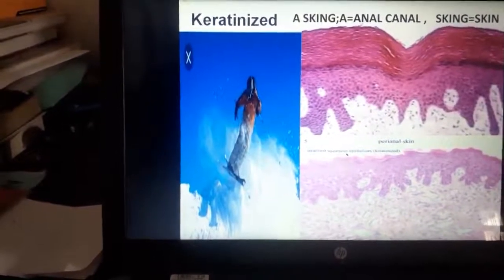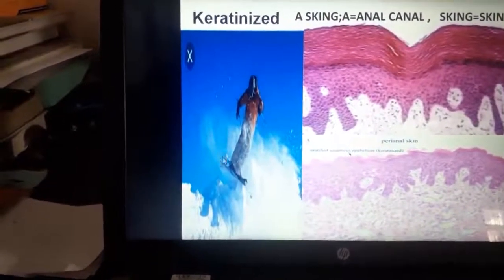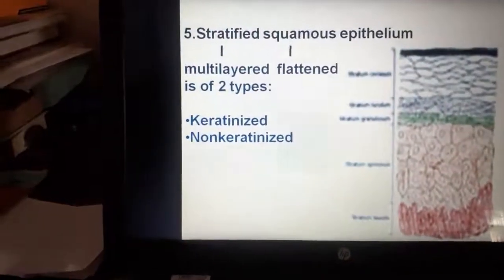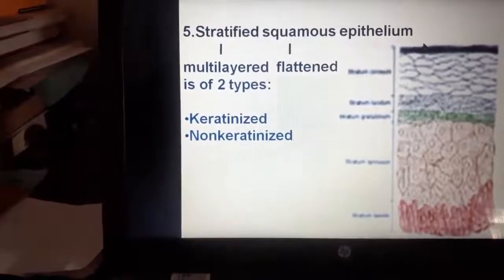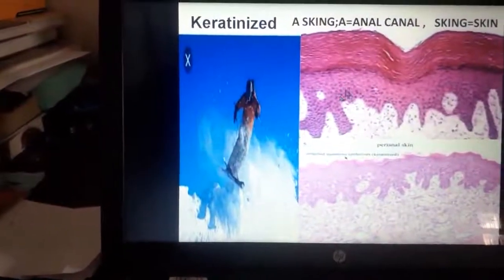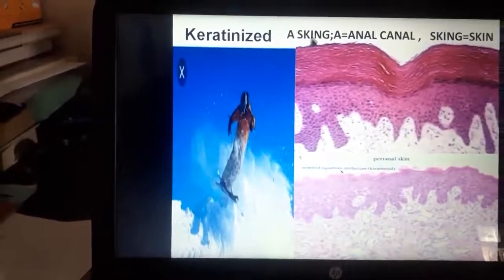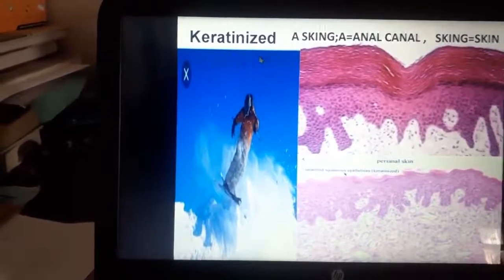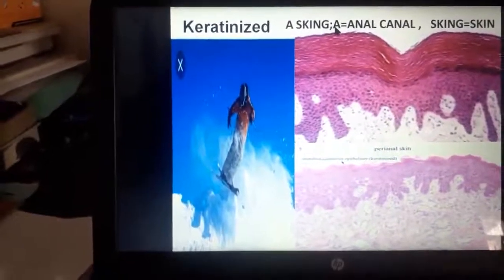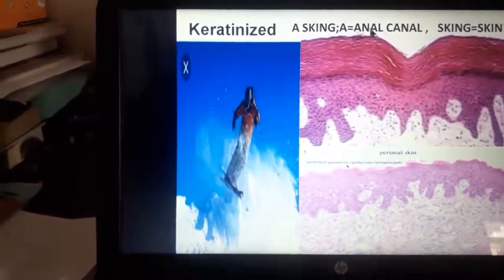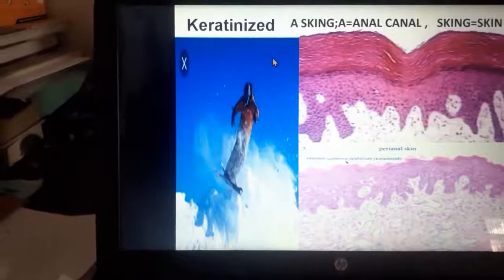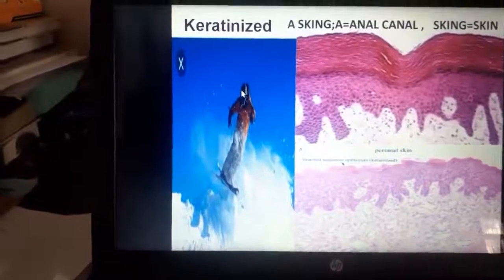Keratinized, it will just look as if the keratin layer gives the feeling that someone is skiing on ice. So "A skiing", the hint will be keratinized. Example of keratinized type of stratified squamous epithelium, A skiing. A for anal canal and skiing is skin. Okay, so it is keratinized stratified squamous epithelium.